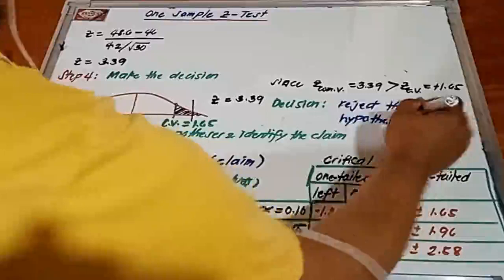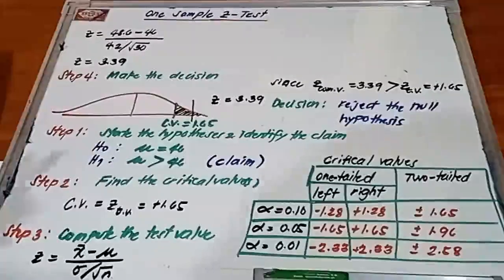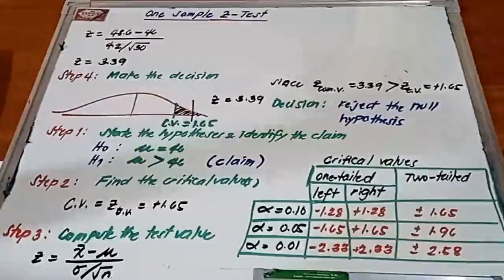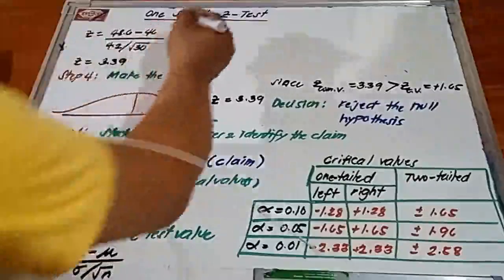Okay? So what does it mean? If we reject the null, we accept the alternative hypothesis. And the alternative hypothesis is mu is greater than 46, which is the claim of our researcher. So, totoo yung sinasabi ng ating researcher na yung mean age ng mga doctors dun sa large hospital system ay greater than the mean age ng ating doctors sa Pilipinas, which is 46. Okay? So, that is our step number 5. Summarize the results.